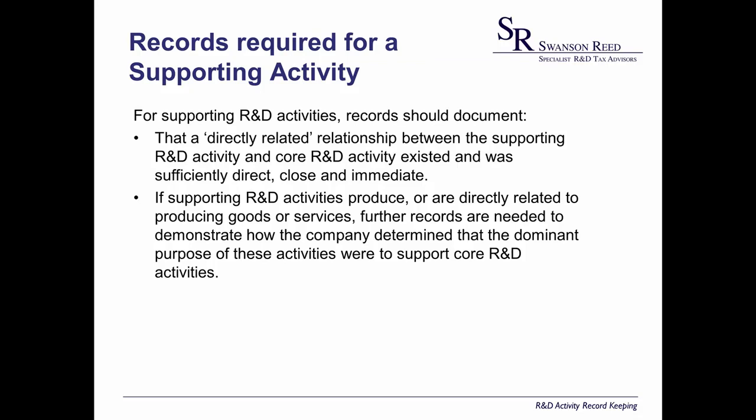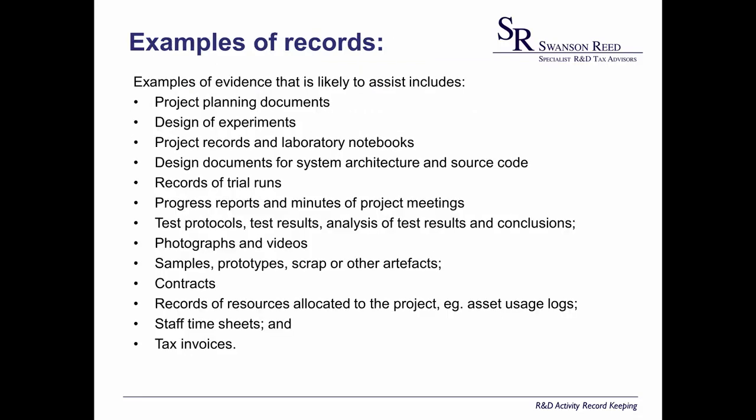The guidance from AusIndustry lists the following examples of documentation that could be used to demonstrate eligibility of R&D activities: project planning documents, experiment design documents, project records and laboratory notebooks, design documents for system architecture and source code, records of trial runs, progress reports and minutes of project meetings, test protocols, test results, analysis of test results and conclusions, photographs and videos, samples or prototypes used in experiments, contracts, records of resources allocated to the project, for example, asset usage logs, staff timesheets, and tax invoices.